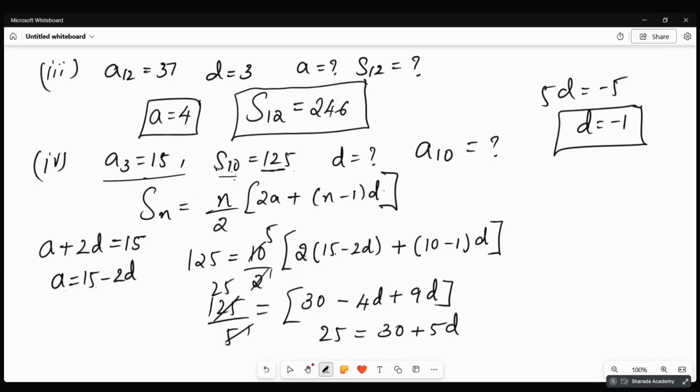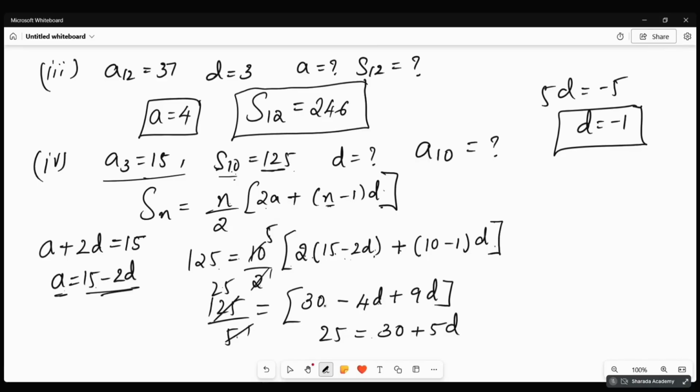N and Sn I know. But here, I don't know A and D both. So what we will do, instead of A, I will put 15 minus 2D. So there will be only one unknown. So Sn is 125, that is equal to 10 by 2 into (15 minus 2D plus (10 minus 1) into D). So here it cancels, it will be 5. 125 by 5 is 25, that is equal to 30 minus 4D plus 9D.